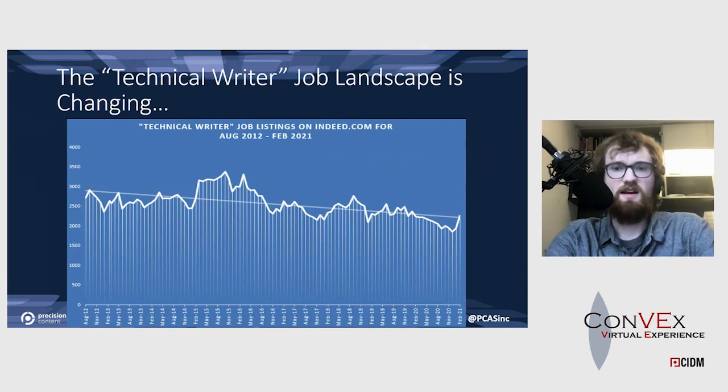Some of the decline in DITA's hegemony can probably be attributed to the fact that there's just simply fewer technical writers being hired. Since late 2012, Keith has been checking the details for tech writer job postings on Indeed, and over the past 8 years, there's been an overall decline in the number of technical writer job postings there. Roughly 1,000 fewer job postings across the US than from its peak in fall of 2015.